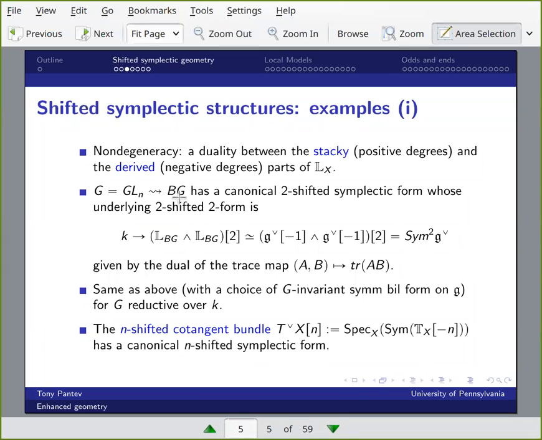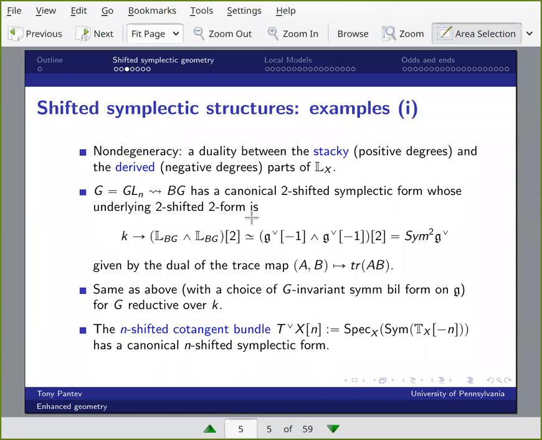So for the classifying stack of a group, we said what the closed two forms are. They're just the G-invariant quadratic polynomials on the Lie algebra, and they will be symplectic if they're non-degenerate. And so you get immediately a two-shifted symplectic form on BG, which is given by a Killing form on your Lie algebra. So if your group is reductive, you get immediately a two-shifted symplectic form on BG, which is given by the Killing form.